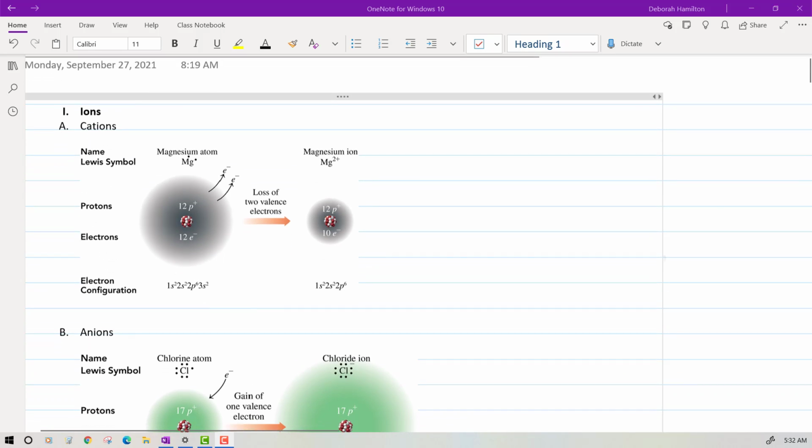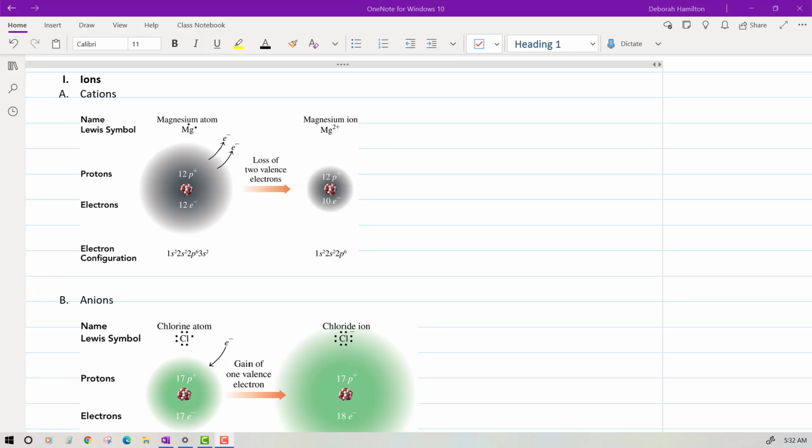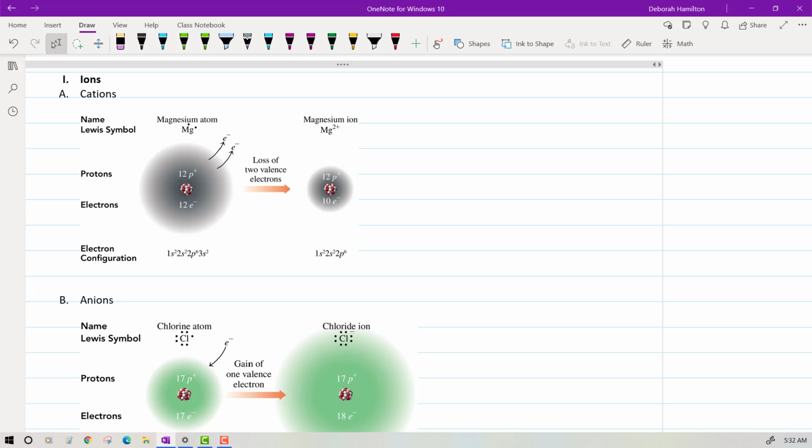On your screen you should see an image of a magnesium atom, and that magnesium atom has two electrons in its outermost level. When they are lost, because it is in the process of combining with another element, its ion form becomes a noble gas configuration. We can see that by looking at the electron configuration for both versions. The magnesium atom is underneath a larger image, and it ends in a 3s2.